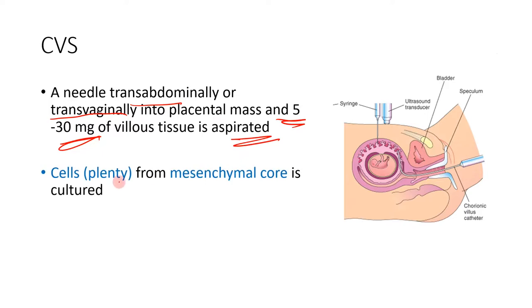And you do a culture of this, but you have a lot of tissue here. And the tissue that you choose is the mesenchymal core of the placental tissue. You remember in the placental tissue you had a mesenchymal core with blood vessels inside it. Around that you had trophoblast.